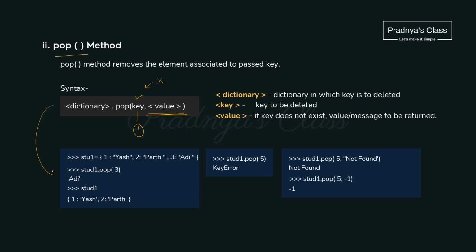Look at the example. With pop, we have mentioned key 3. So that key value pair got deleted. If the specified key doesn't exist in the dictionary, we will be getting key error. To avoid this, we can provide the message or we can provide some value. Then that message or value will get printed instead of this exception.